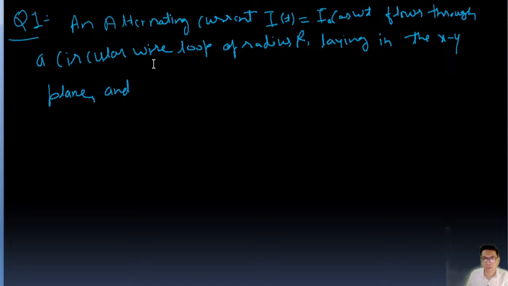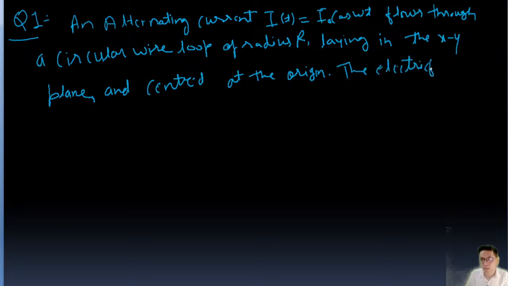and centered at the origin. The electric field, that is E, which is a function of r and t, and the magnetic field, that is B, which is a function of r and t.